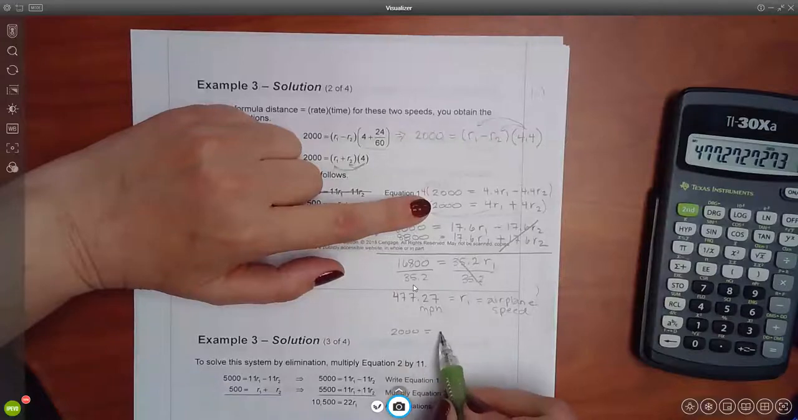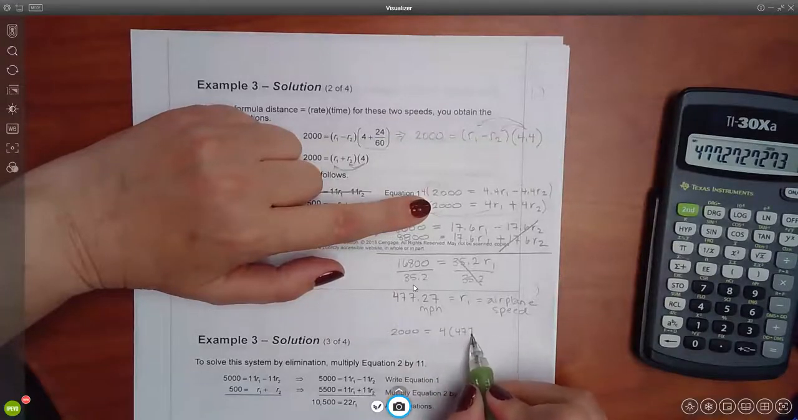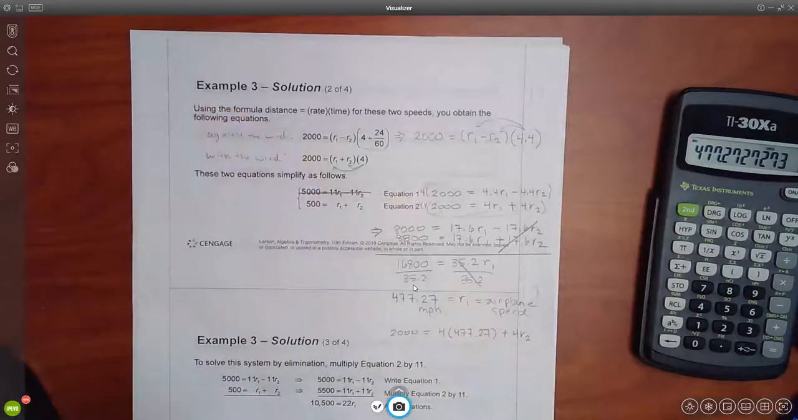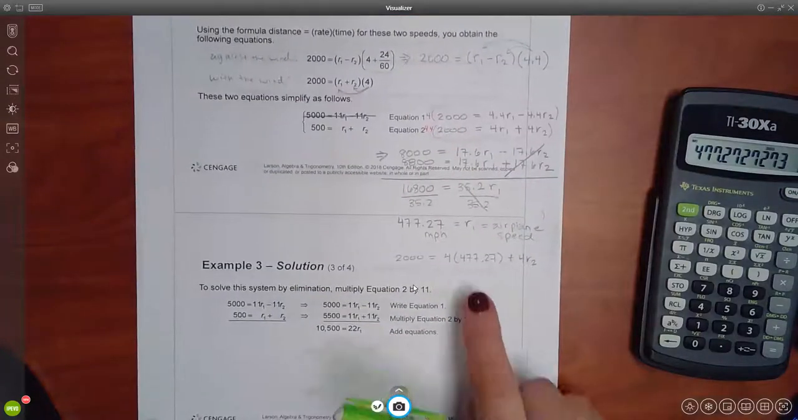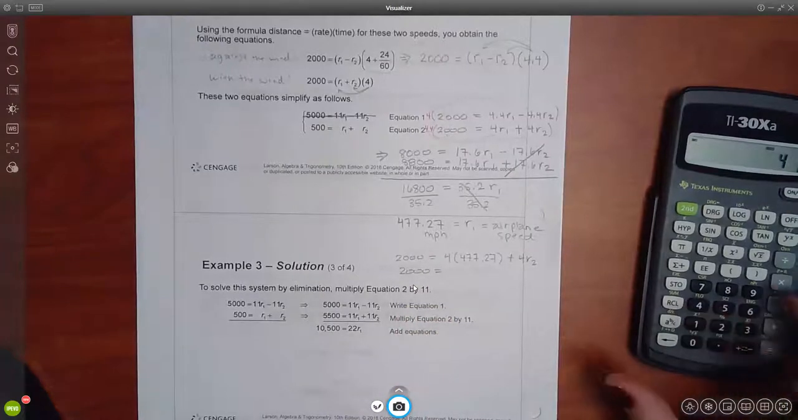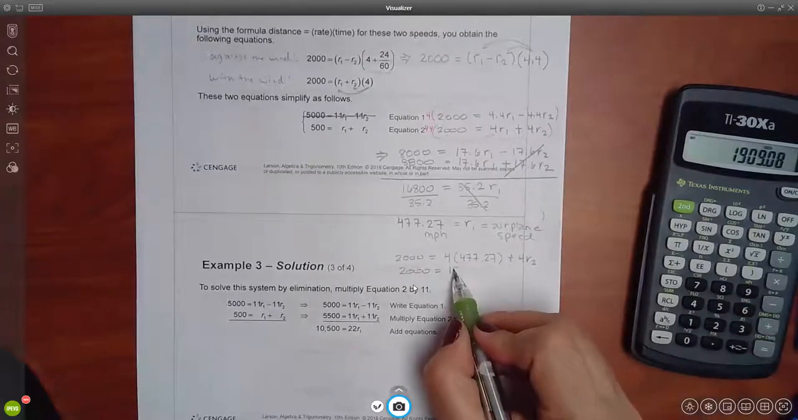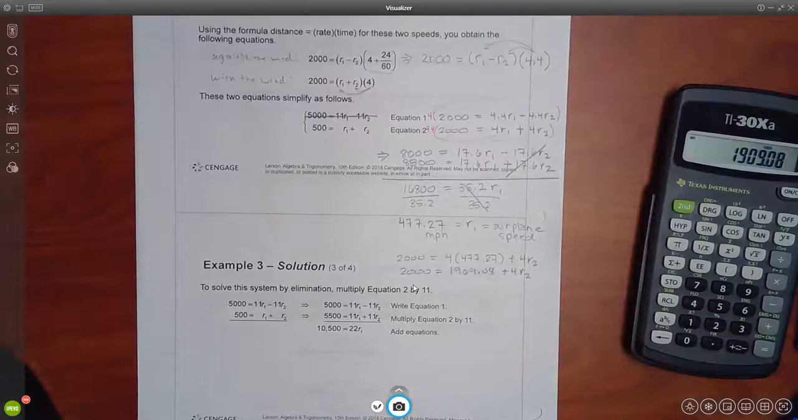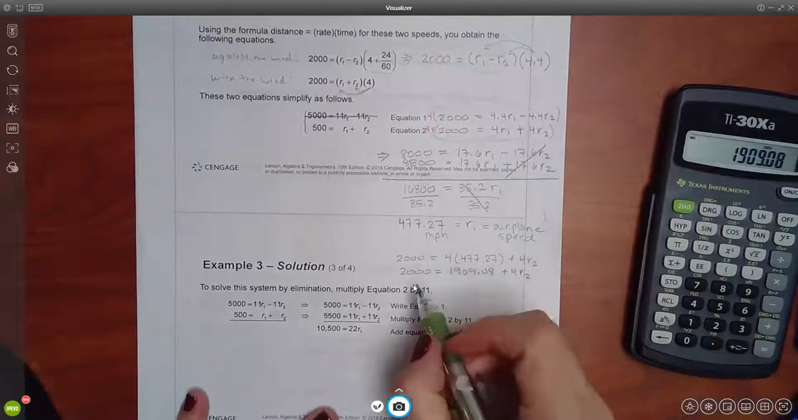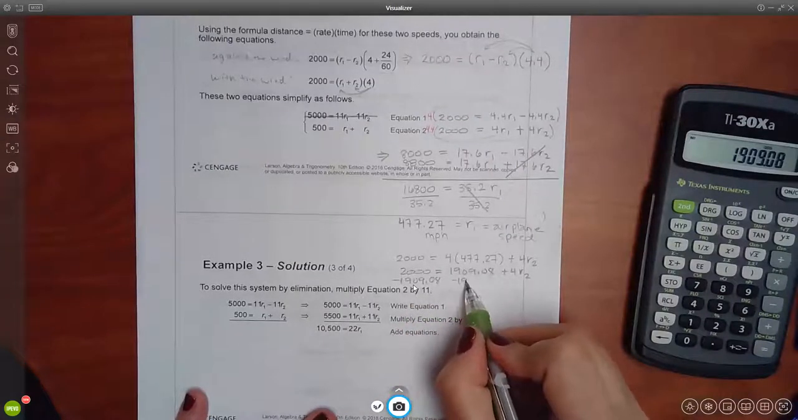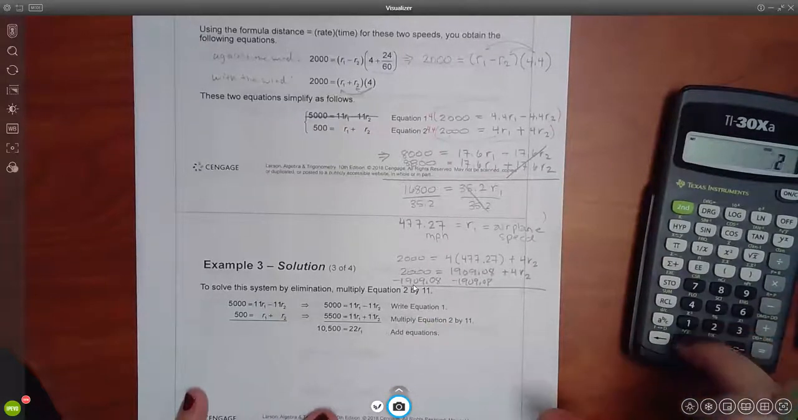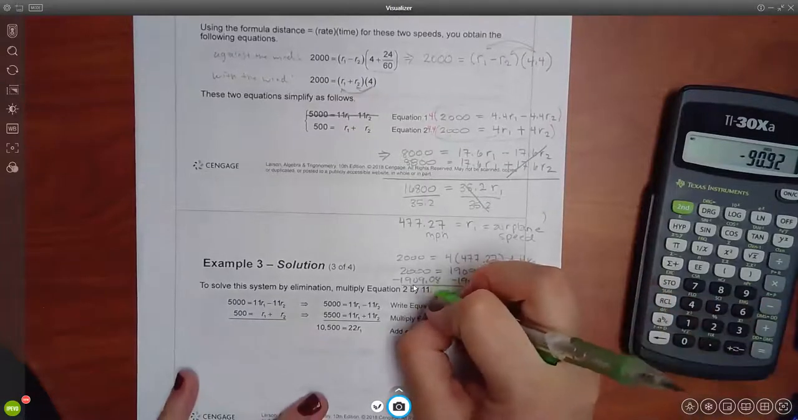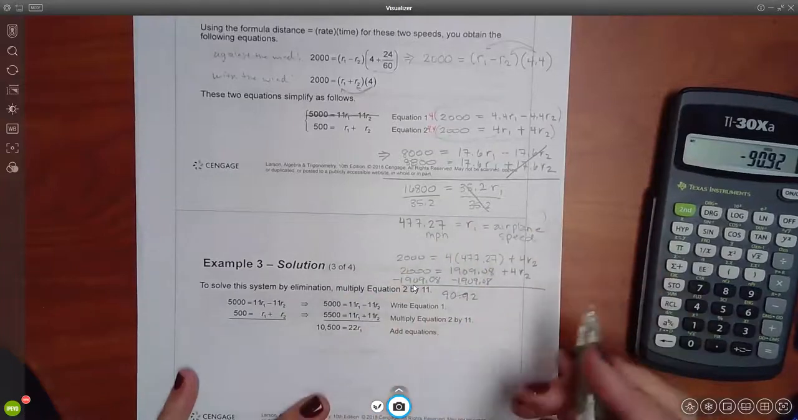So 2000 equals 4 and R1 is gonna become 477.27 plus 4R2. So I'm rewriting the same thing, just plugging in my number for R1. Now that I have that plugged in, I'm going to compute 4 times 477.27 is 1909.08. But to solve for the R2, what do I need to do? So then I will get negative 90.92. No, not negative. It's because I typed it in backwards in my calculator. But the bigger number here is positive, right? So it should have been a positive.